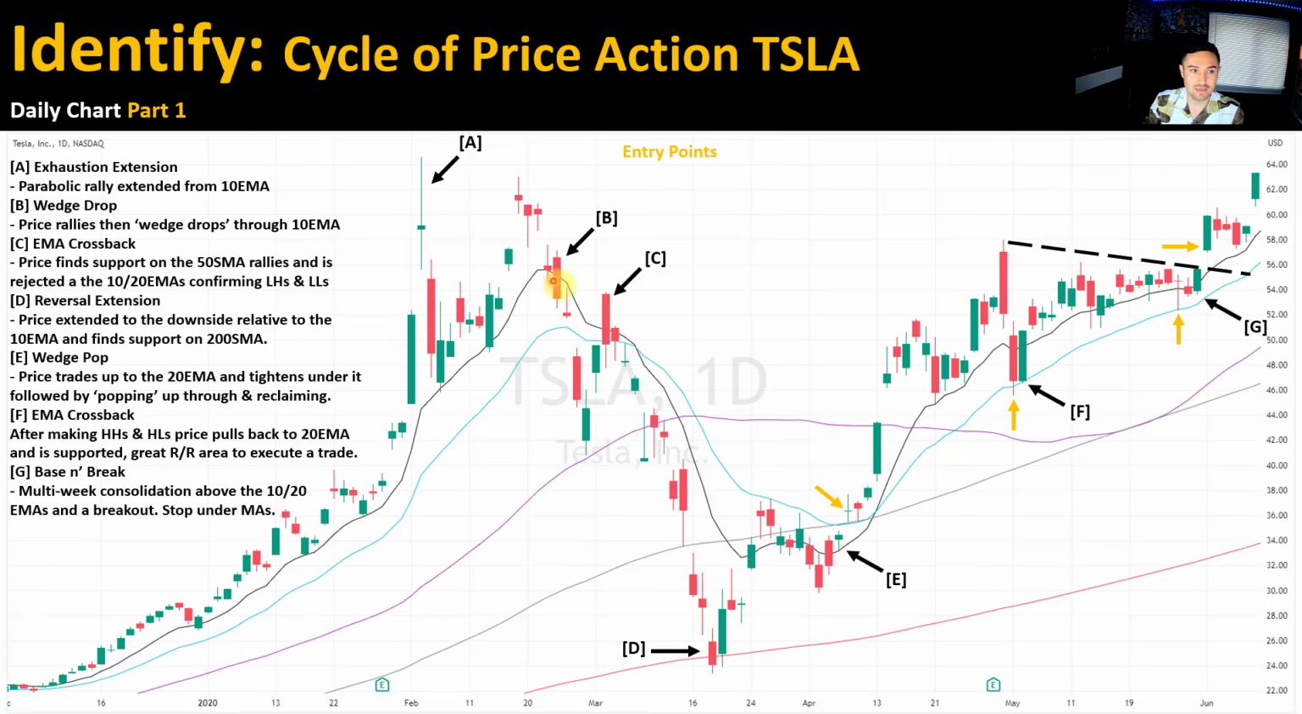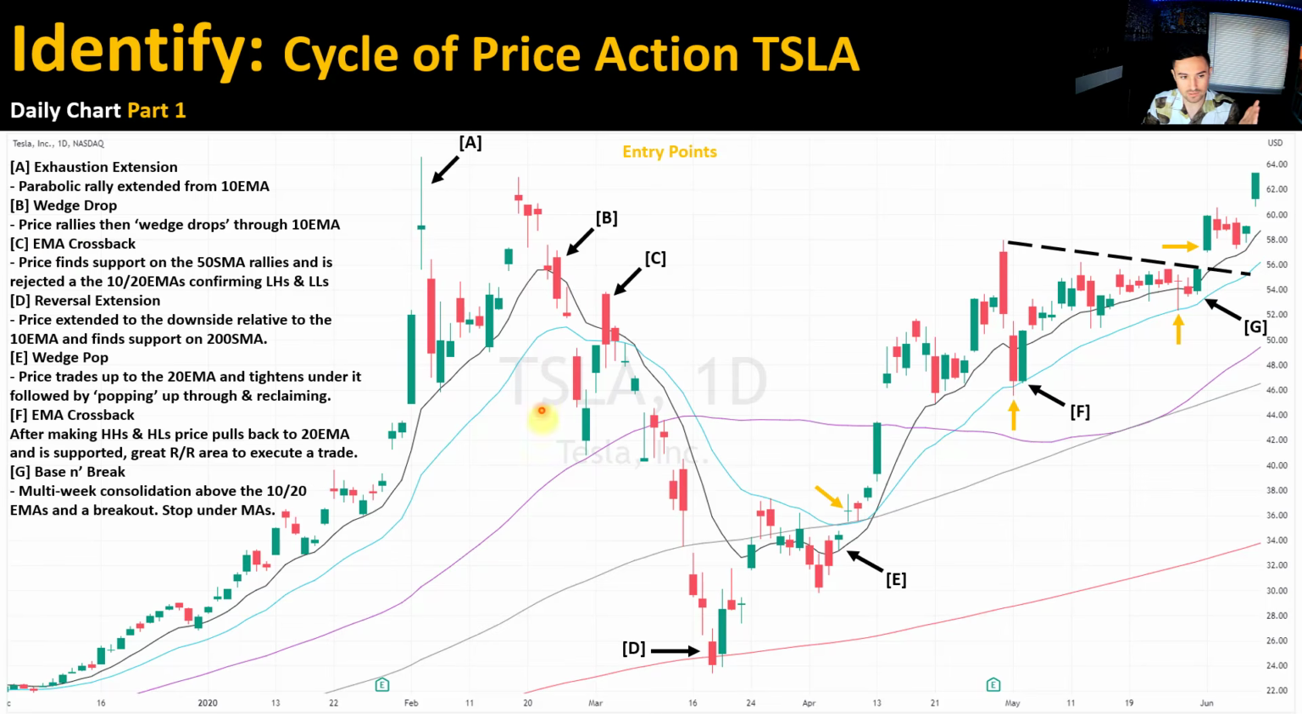Then at point B, we have the wedge drop. Price drops through the 10 EMA, and you can see the change of character on this bar here. It's a wide-spread red candlestick. The volume had popped up as well on this bar. It's a clear change of character. It's a wedge drop.